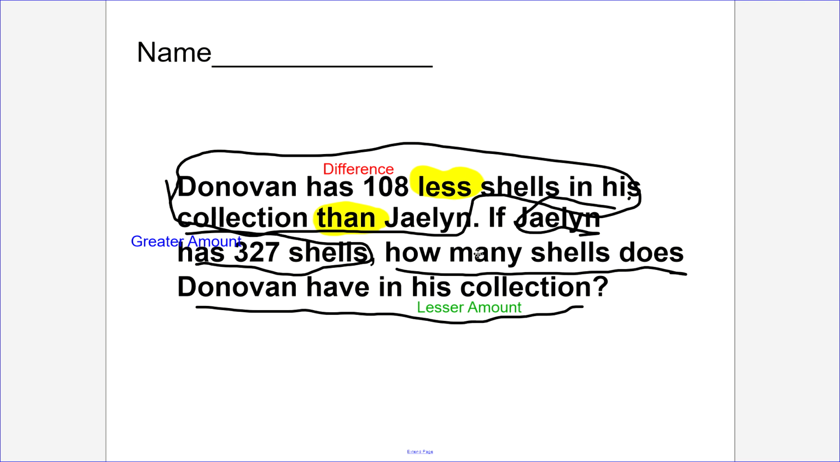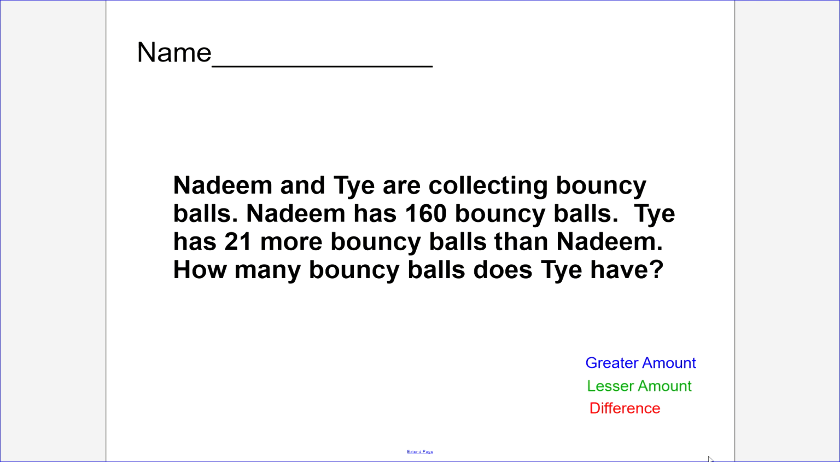So we have now used our key difference words to figure out the greater amount, lesser amount, and difference in this problem. Let's go ahead and look at another problem, third grade, and practice using those difference words to determine the greater amount, lesser amount, and difference again. I'll read the problem. You think about the two pieces of information and the question.